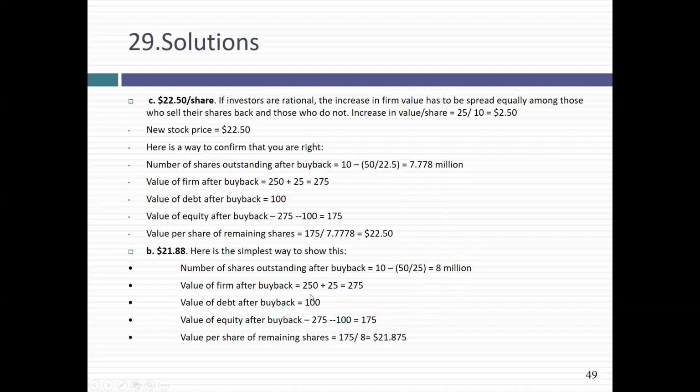The value of the firm stays the same. Value of debt after the buyback stays the same. Value of equity after the buyback stays the same. So we're only changing this number. We take the value of equity at 175, divide by the 8 million shares in total, and now we find that everyone who didn't sell their shares now has shares worth $21.875. So as we said before, if you offer 25, a higher price, to the people who are part of the buyback, everyone else is going to get a little less money. That concludes lecture 29.